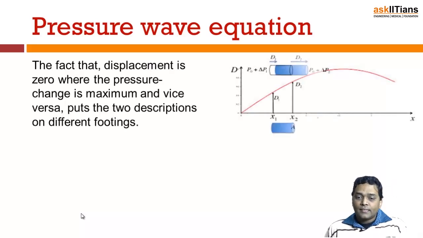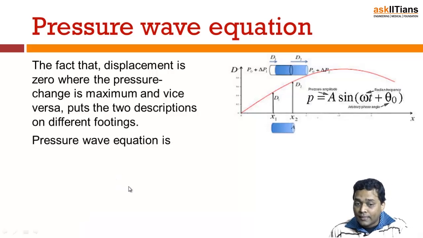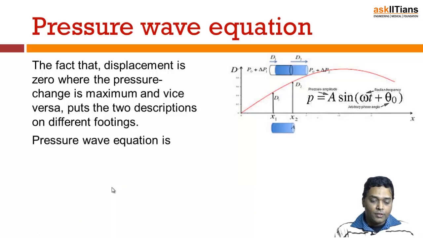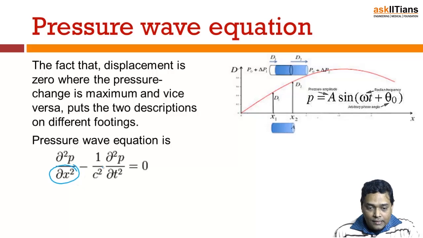Now let's try to understand it further. The fact that displacement is 0 where the pressure change is maximum, and vice versa, puts the two descriptions on two different footings. Let's try to understand what we mean by that. If you try to understand the pressure wave equation, it is similar to the wave equation that we have in quantum mechanics as well as in the normal wave equation. As you can see, there are two variations: this is the partial derivative with respect to x, how it varies with x, and this is the partial derivative with respect to time. How do we get it?